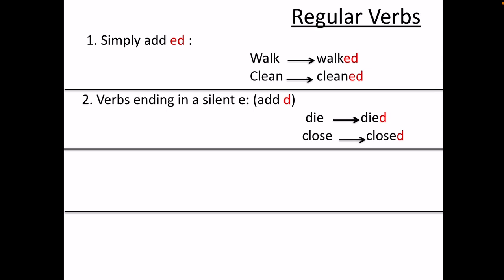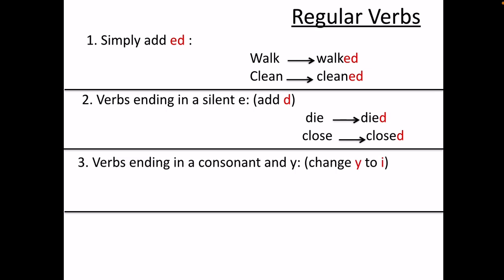Now, sometimes the verbs end in a consonant and Y. بعض الأحيان الأفعال تنتهي بحرف Y، وقبل الحرف Y حرف صحيح, consonant. In this case, we change the Y to I. في هذه الحالة نقلب ال Y إلى I. For example, hurry, hurried. Carry, carried. As you can see here, hurry and carry end with R, which is a consonant, and Y. We change the Y to I and then we add ed.